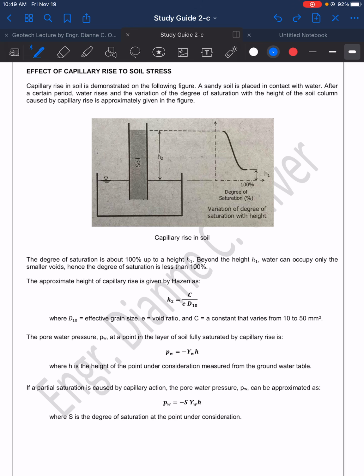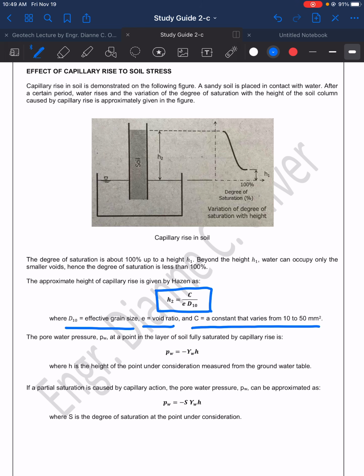Another piece of information here: the degree of saturation is about 100% up to height H1. Beyond the height H1, water can occupy only the smaller voids. Hence, the degree of saturation is less than 100%. The approximate height of capillary rise is given by Hazen as H sub 2 equals C over E D sub 10, where D sub 10 is the effective grain size, E is the void ratio, and C is a constant that varies from 10 to 50 square millimeters.